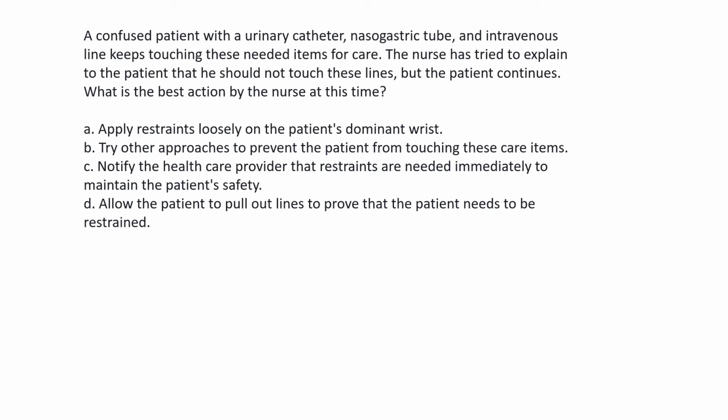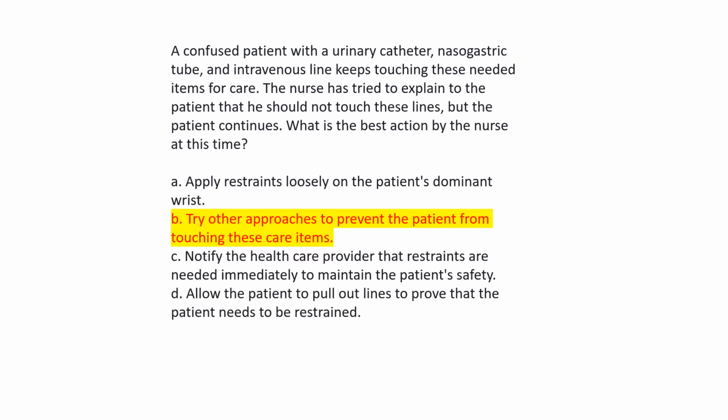A confused patient with a urinary catheter, nasogastric tube, and intravenous line keeps touching these needed items for care. The nurse has tried to explain to the patient that he should not touch these lines, but the patient continues. What is the best action by the nurse at this time? A. Apply restraints loosely on the patient's dominant wrist. B. Try other approaches to prevent the patient from touching these care items. C. Notify the health care provider that restraints are needed immediately to maintain the patient's safety. D. Allow the patient to pull out lines to prove that the patient needs to be restrained. Answer B. Try other approaches to prevent the patient from touching these care items.